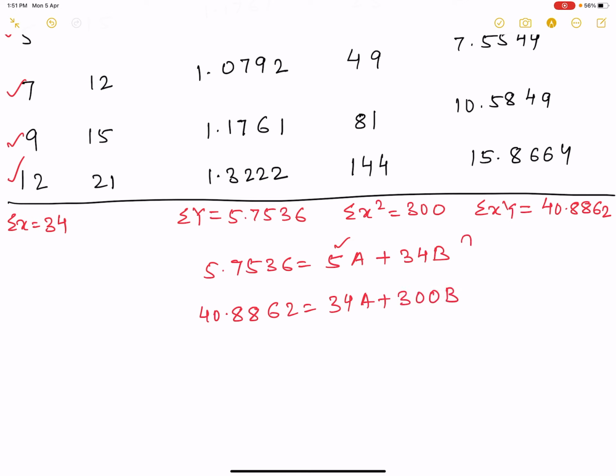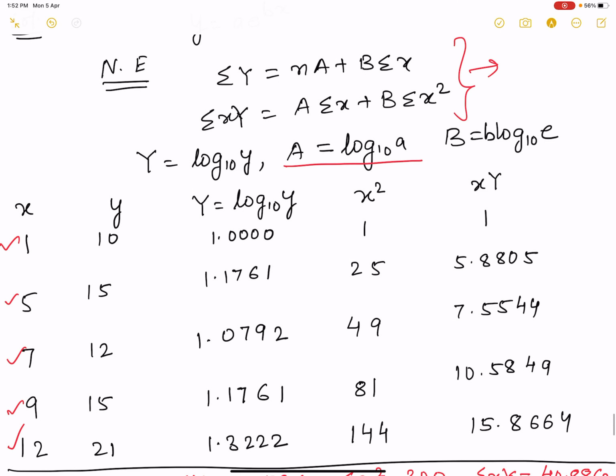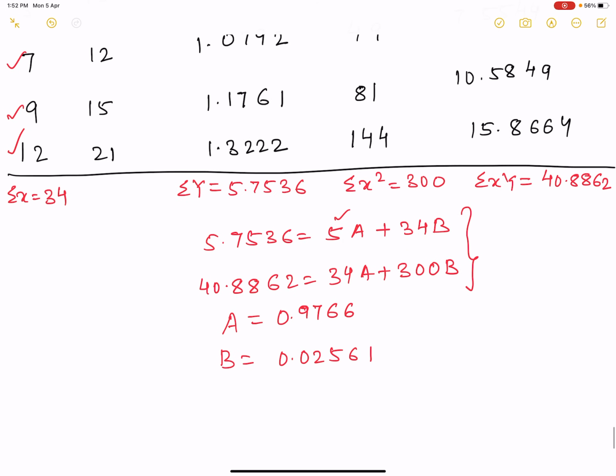We have two unknowns and two equations. Let us solve these equations to find the values of the unknowns, that is capital A and capital B. On solving the equations, you will get the values of the unknowns as this. Okay. So if you remember, what is capital A? Capital A is log to the base 10 a.